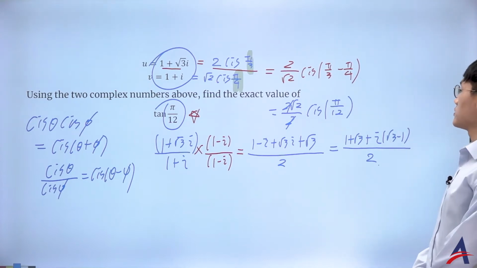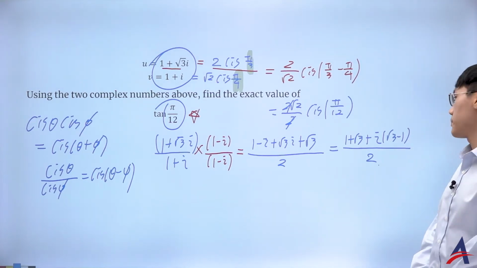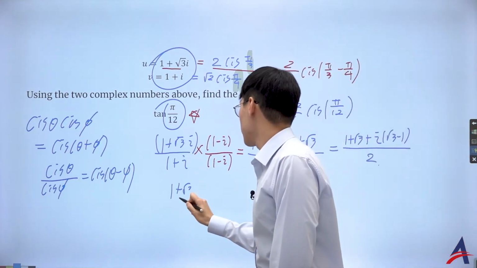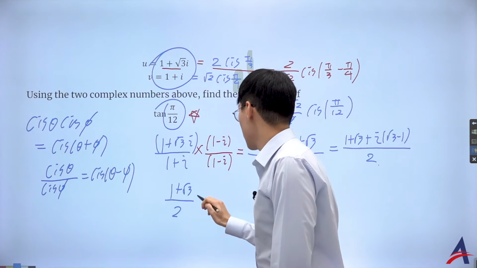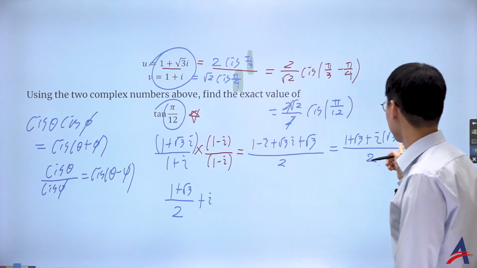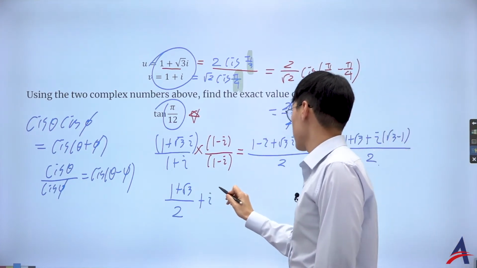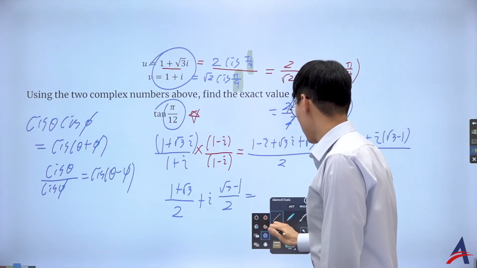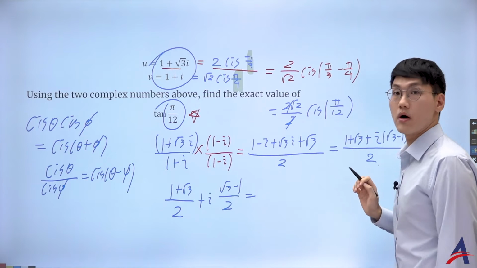And then what you're going to do here is to separate by the real and imaginary part. So the real part here is going to be (1 plus root 3) over 2. And then the imaginary part, my friend, is going to be, what is it? (Square root of 3 minus 1) over 2. And that should be equivalent to the real and imaginary part of the right-hand side.